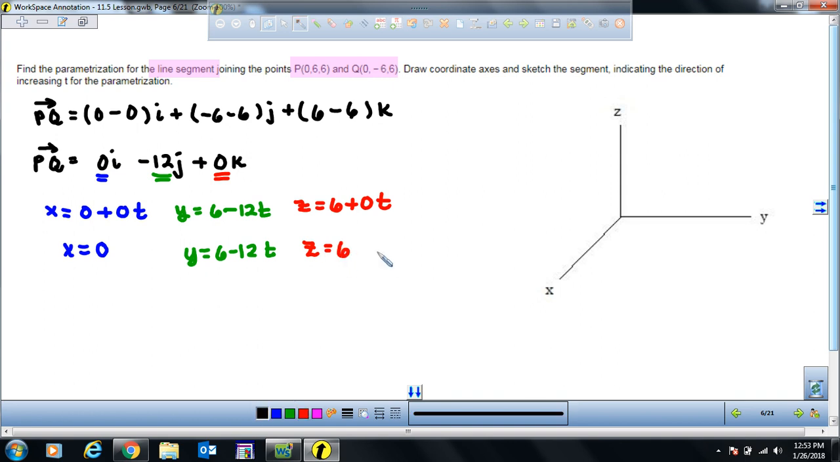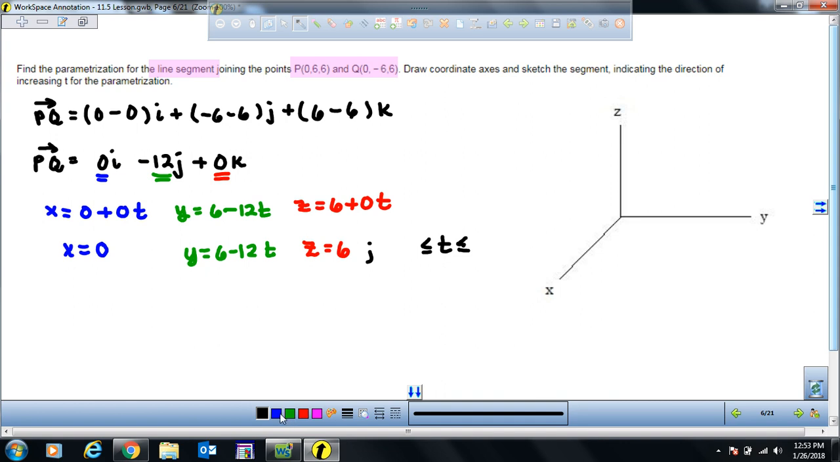Okay. Now, this is the thing. I need to find the values for the parameter t that will actually parameterize this line so that it is just a line segment that would go from P to Q only. How do we determine that?